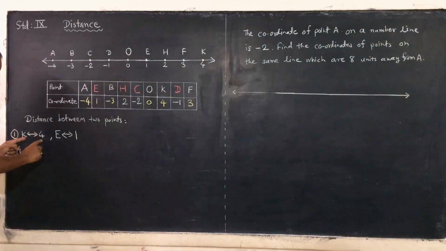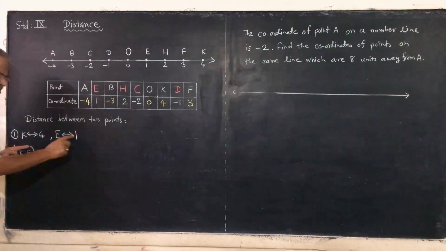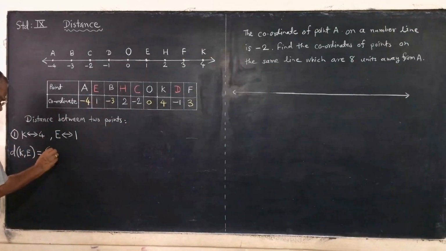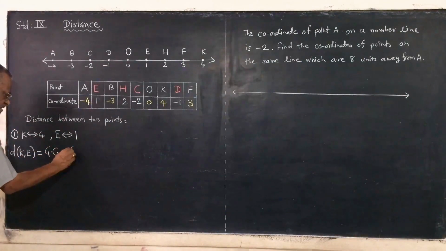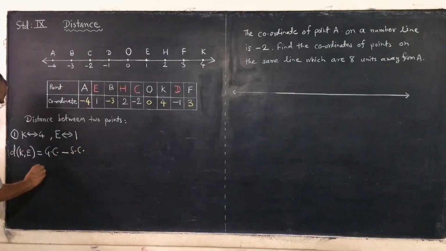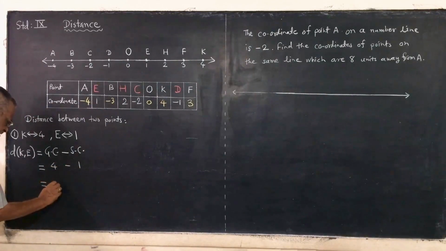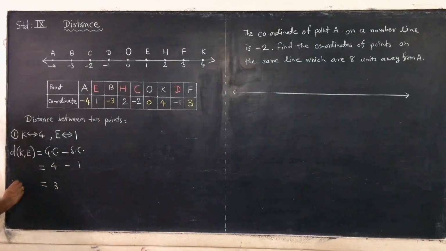So to find out the distance between K and E, we can use that simple idea. See the greater coordinate. Between two coordinates, which one is greater? 4 is greater. So greater coordinate minus smaller coordinate. If we use that, 4 minus 1, that is the distance. And this is nothing but distance KE.